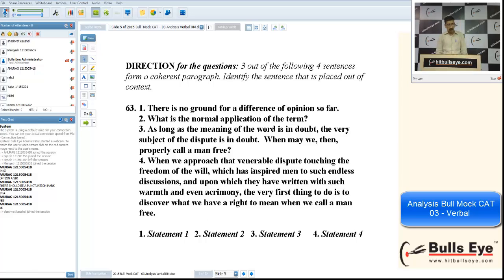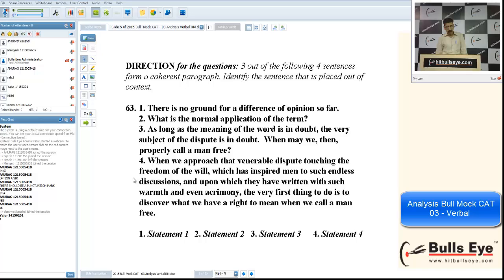The fourth says, when we approach that venerable dispute touching the freedom of will, that is again freedom of will we're talking about, which has inspired men to such endless discussion, etc., etc. So the very first thing to do is to discover what we have a right to mean when we call man free. So in these three sentences, the term is freedom or free. So in the second, third and fourth, what is the answer? In the chat box you can type, but now we know the answer, so it will be easier for us.